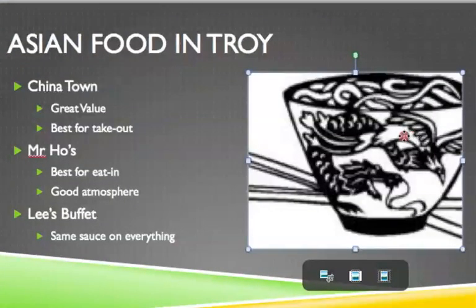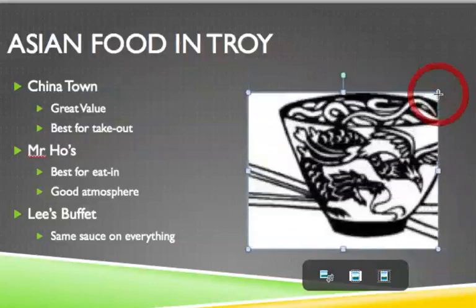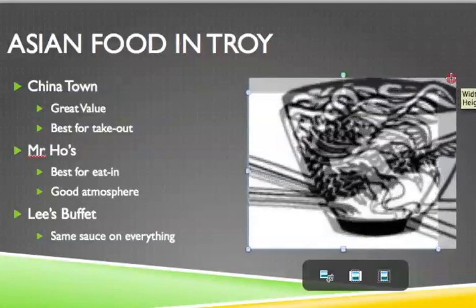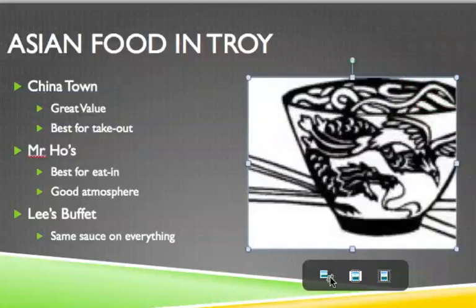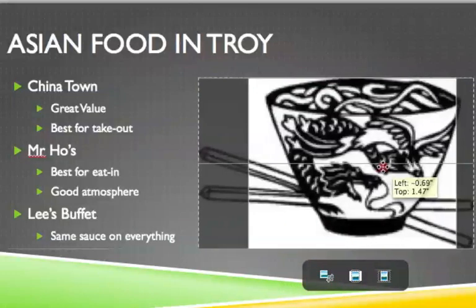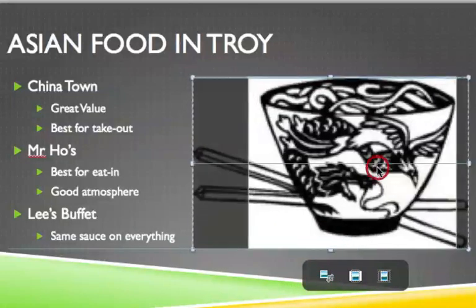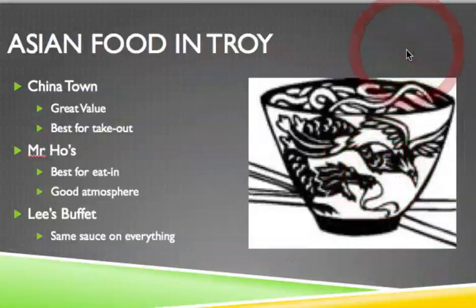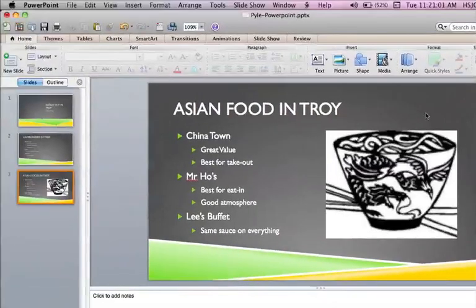Well, it seems to be larger than what I wanted. Maybe I can scale it down some. No, that's scaling down the entire thing. Maybe this will allow me to do a little better job of positioning it. And indeed it is. All right. So I have now my clip art and my comparison of Asian food here in Troy.